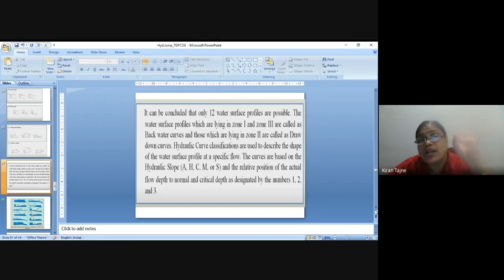So the hydraulic curve classifications are used to describe the shape of the water surface profile at a specific flow. The curves are based on the hydraulic slope and the relative position of actual flow depth to normal and critical depth, which are designated by 1, 2 and 3. So this is about the different types of slopes.